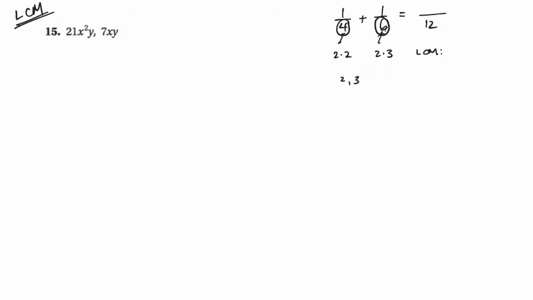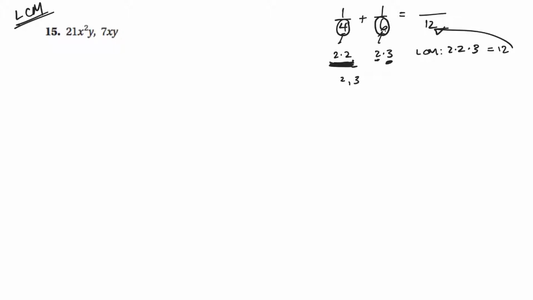Here there's two 2's. That's the most number of times that 2 occurs. This one only has 1, this one has 2, so I'm writing down two 2's. And then 3 occurs once here and doesn't occur here, so the most number of times that 3 occurs is once. So I need to include a 3 as well. So 2 times 2 is 4, times 3 is 12. That's how I can get my lowest common multiple or lowest common denominator.